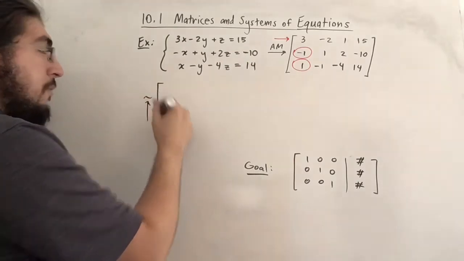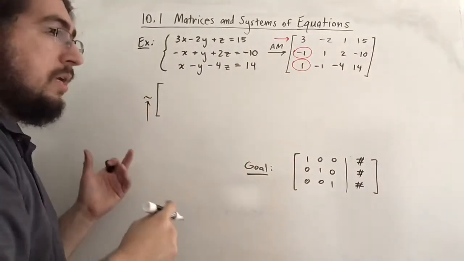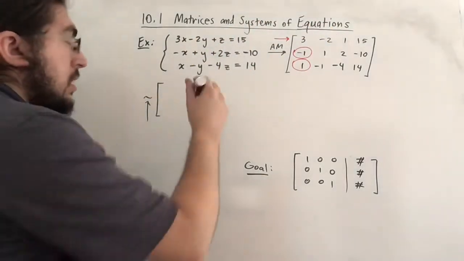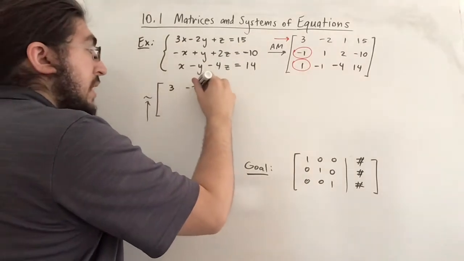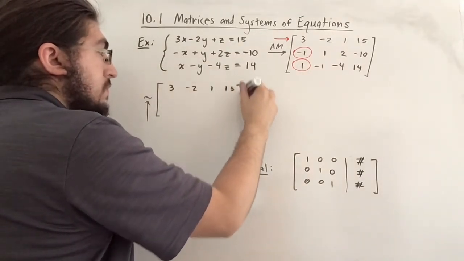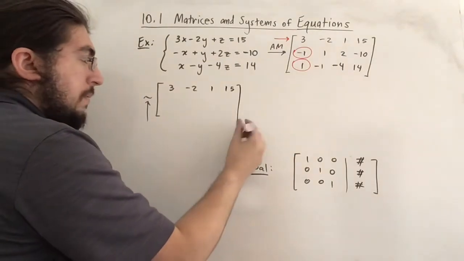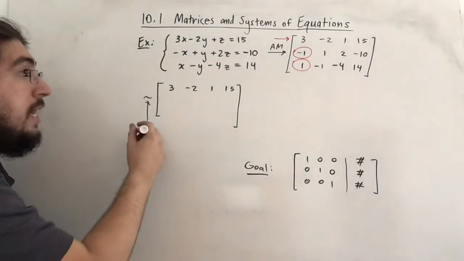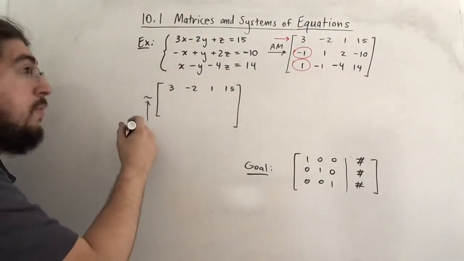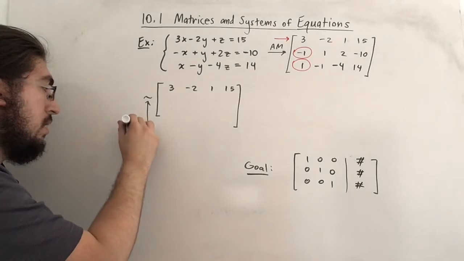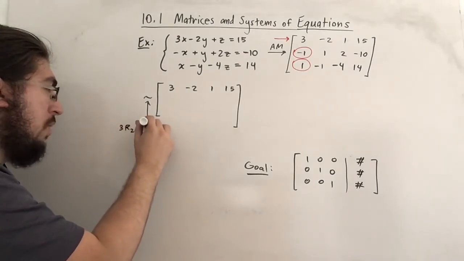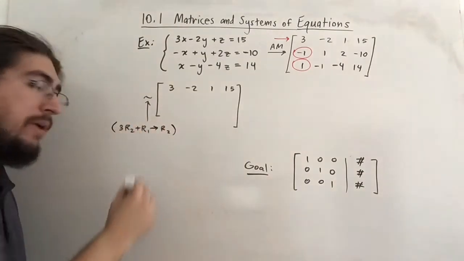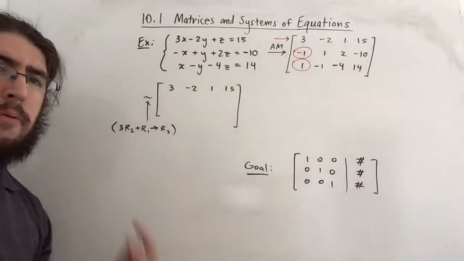So for this first operation, I'm going to actually do 2 operations at once. But notice row 1 is going to be untouched. So row 1 will stay the same. It'll stay 3, -2, 115. And what we're going to be applying to this matrix to get to this new matrix now is I want to multiply row 2 by 3, add that to row 1, and that will replace row 2. That's the first operation I want to use, but I'm going to be applying 2 operations in one here.